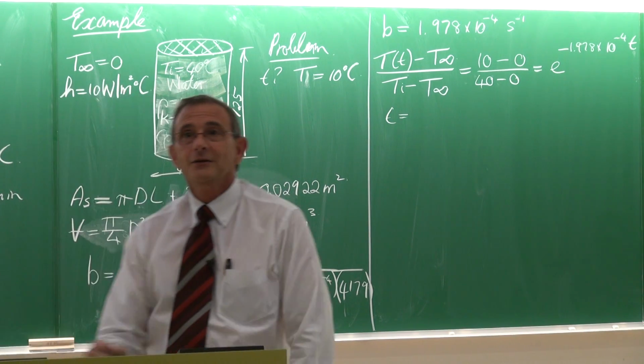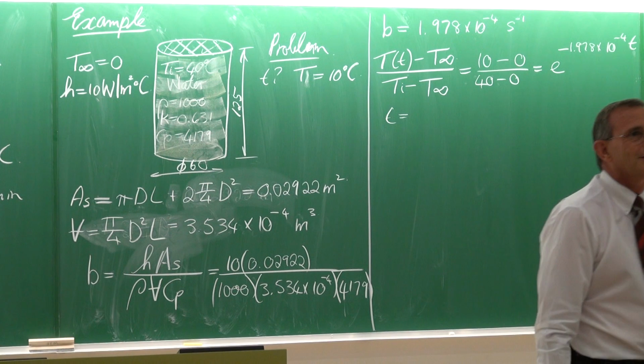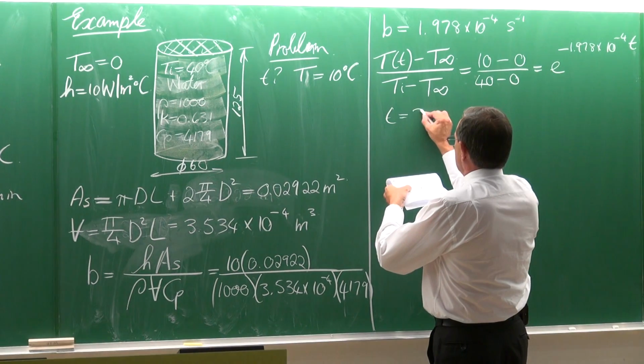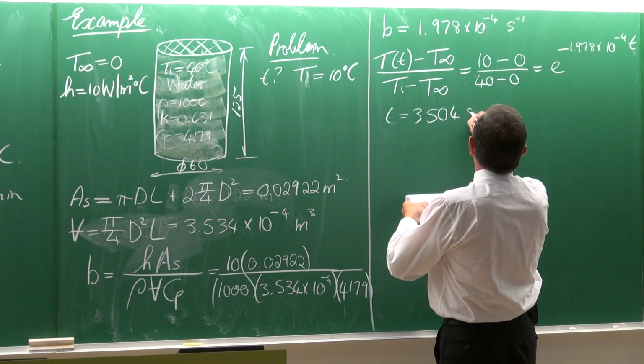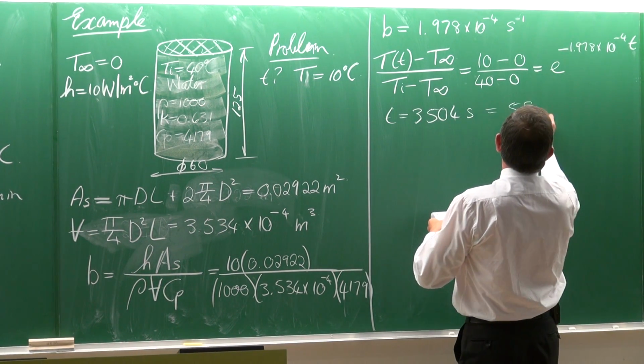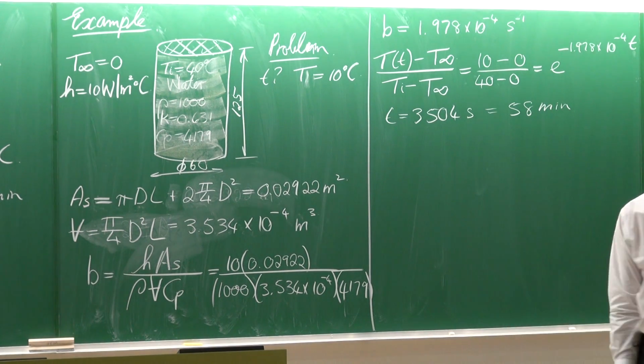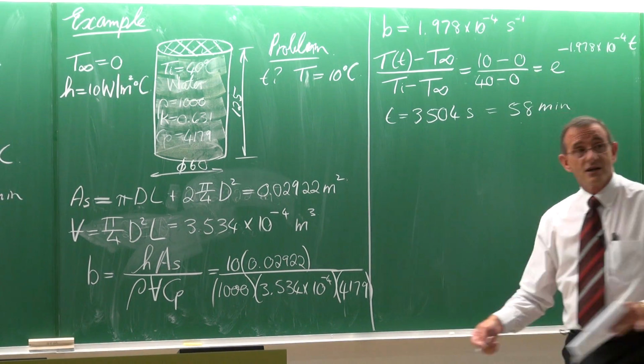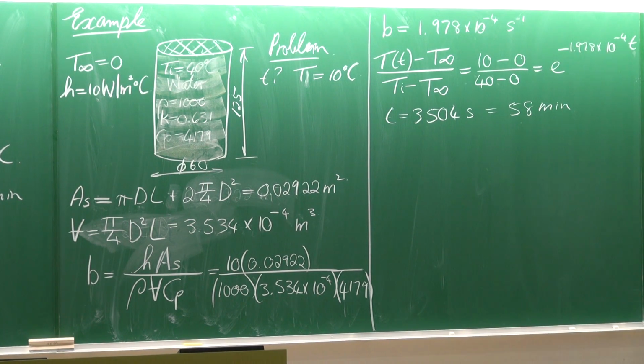Anybody? Nobody? How long? 40 minutes. Who said 40 minutes? You said 40 minutes, okay. So, if we work it out, it's 3504 seconds, which is 58 minutes. So it's almost an hour. So it's going to take a little bit longer. Okay. Now, the rugby is going to start in about half an hour.